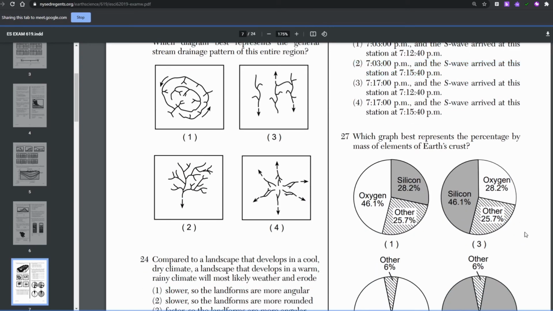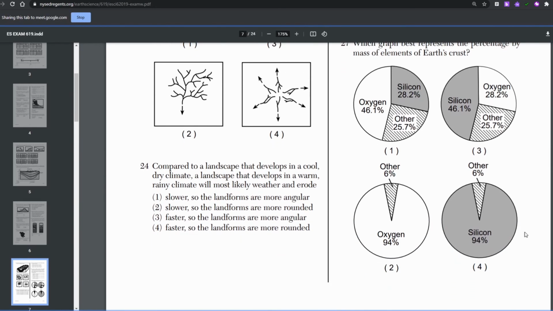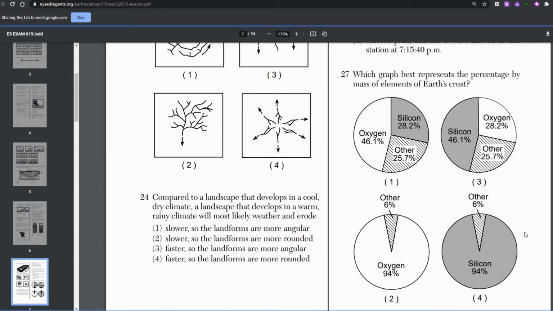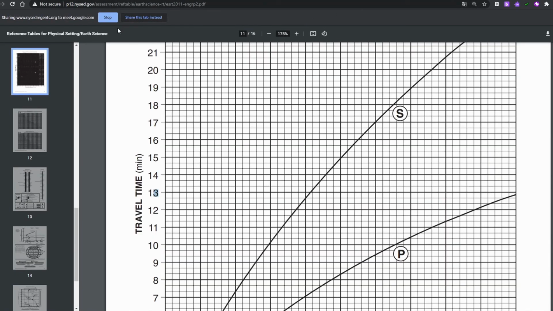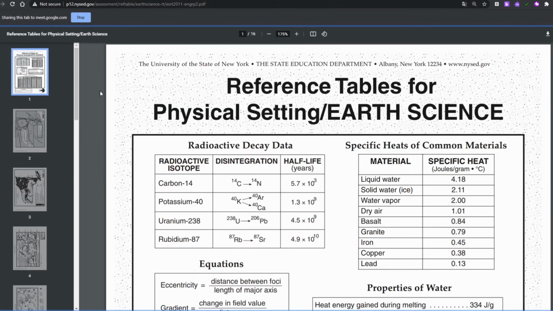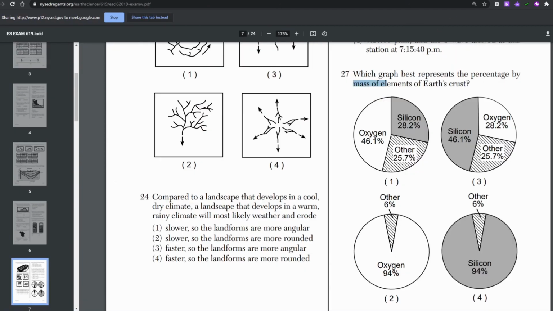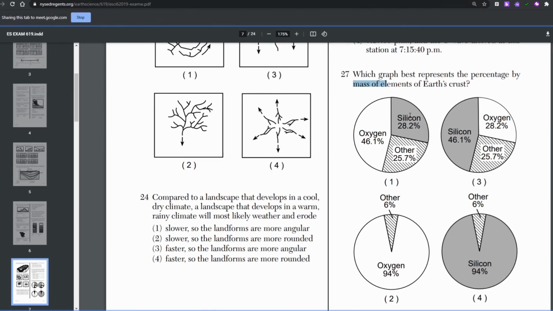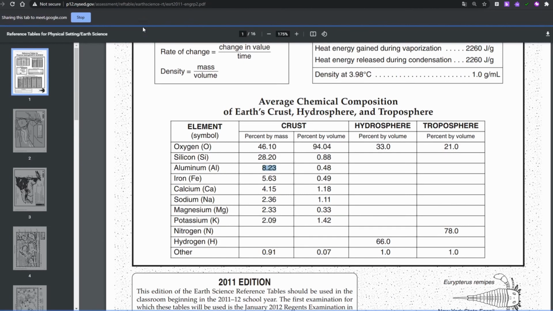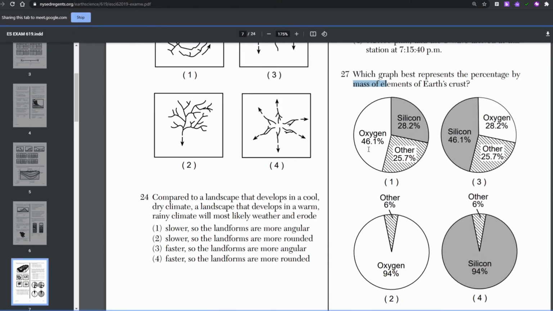All right, and then the last question, we're calling it a day. Which graph best represents the percentage by mass of elements of the Earth's crust? ESRT, page 1. Percentage by mass. Go to the bottom. Earth's crust, percentage by mass. That's right here. Oxygen is 46. Silicon is 28. 46, 28, 8. And then all the rest will be built up in that section. Oh wait, was it oxygen or silicon? I already forgot. Oxygen is the most abundant. So oxygen, silicon, so the answer would be 1.